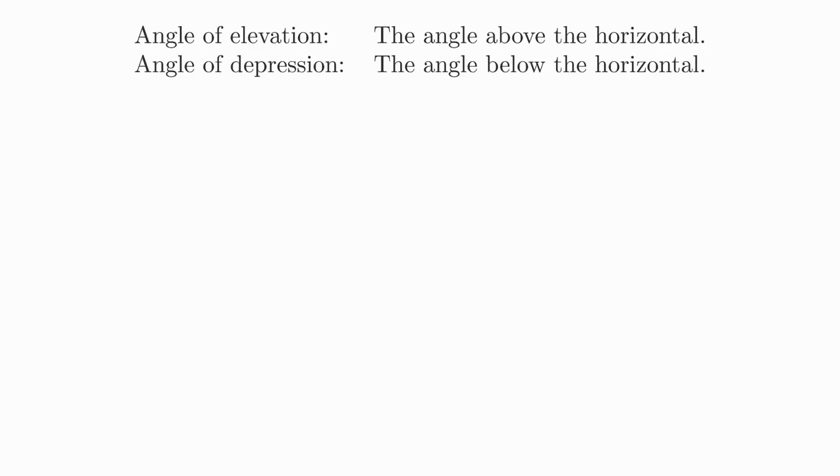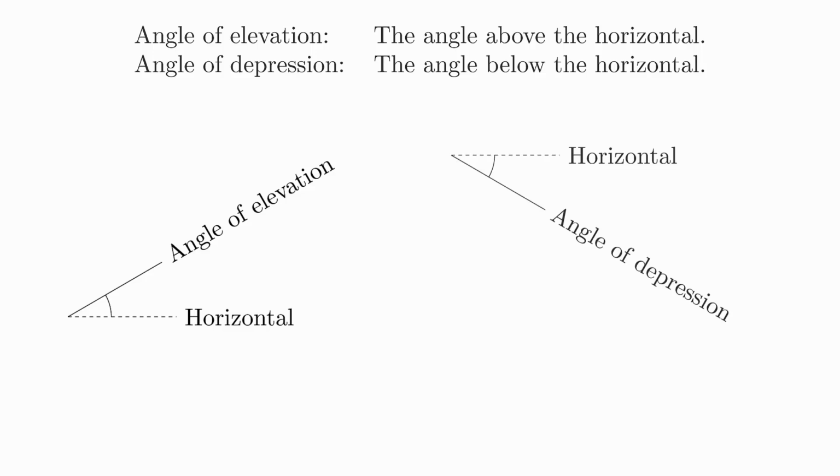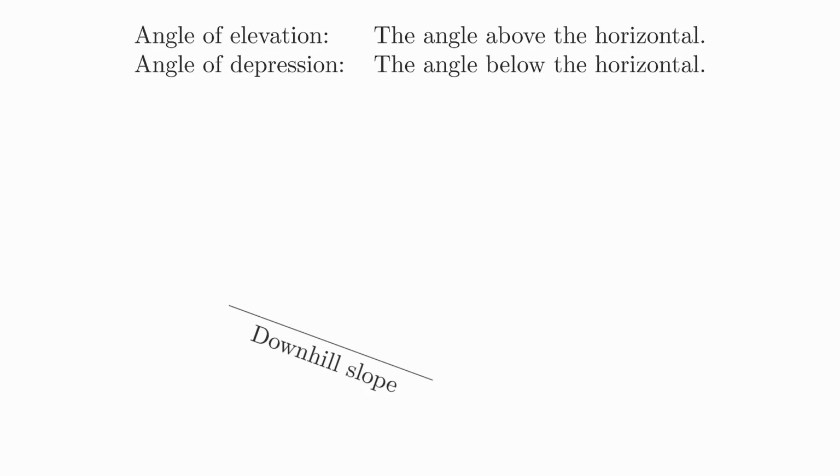for these word problems. The first two terms are angle of elevation and angle of depression. These words refer to the angle above or below the horizontal. Sometimes, students get a little confused by this one because they draw the angle relative to the slope of the ground instead of the horizontal. For example, if you are on a downhill slope, you will still need to sketch the horizontal before drawing the angle of elevation.